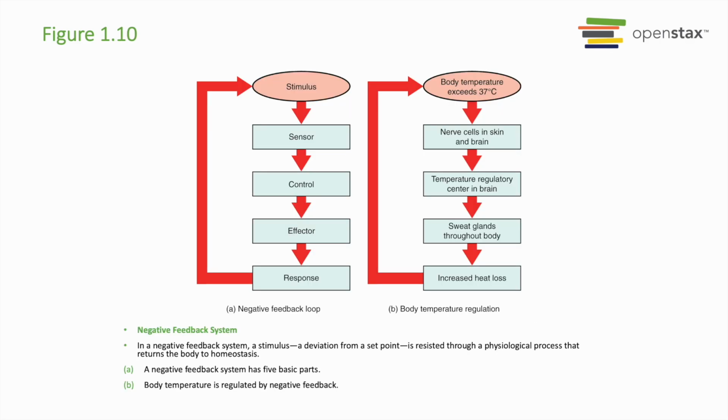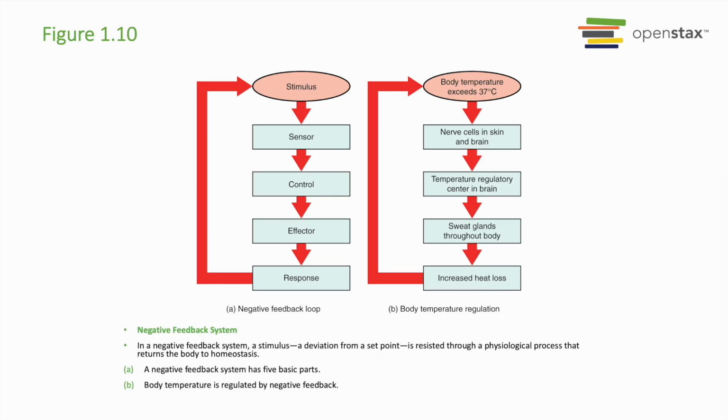Figure 1.10. Negative feedback system. In a negative feedback system, a stimulus, a deviation from a set point, is resisted through a physiological process that returns the body to homeostasis. A negative feedback system has 5 basic parts. Body temperature is regulated by negative feedback.